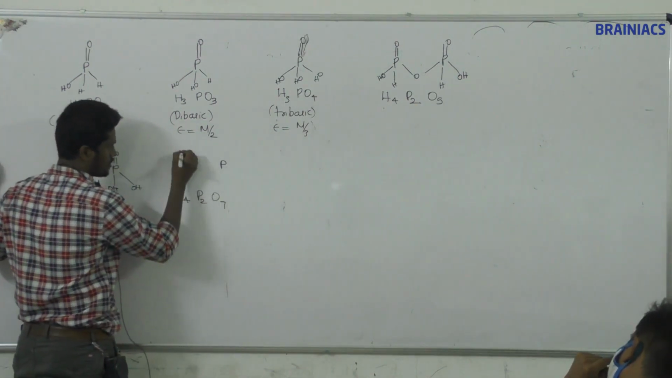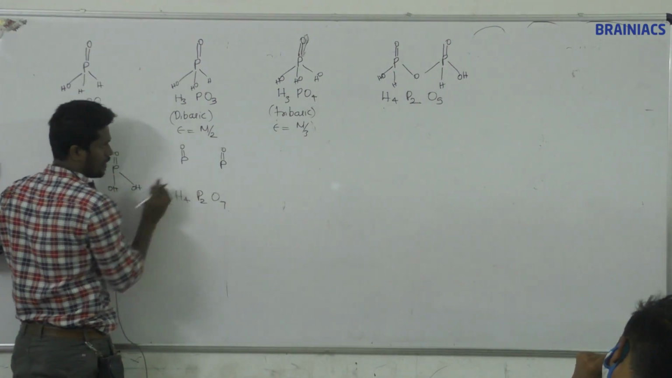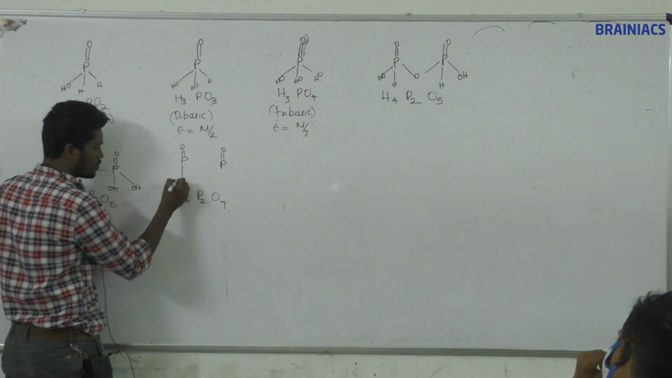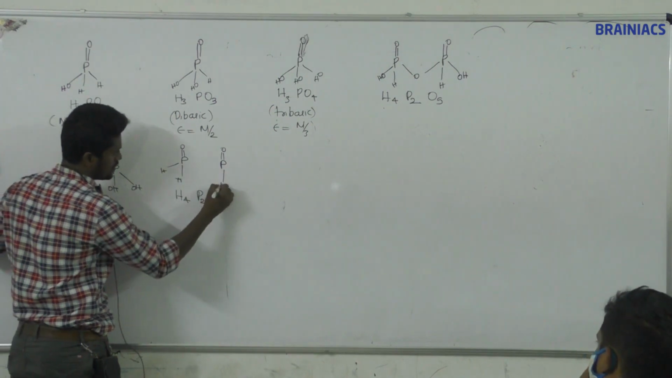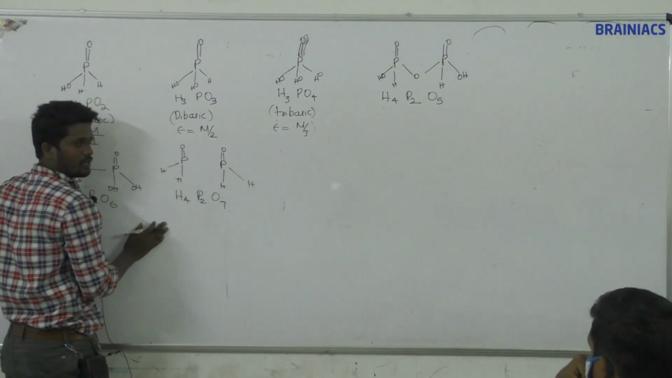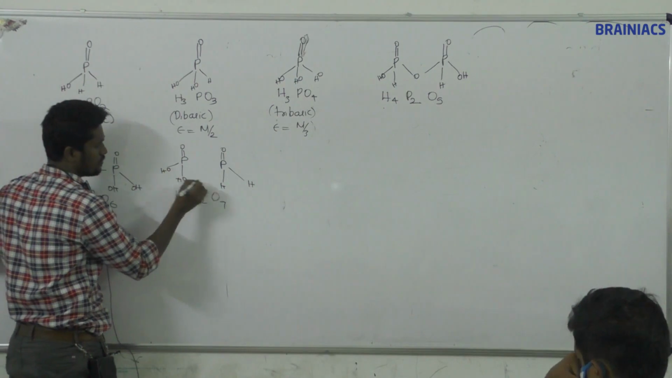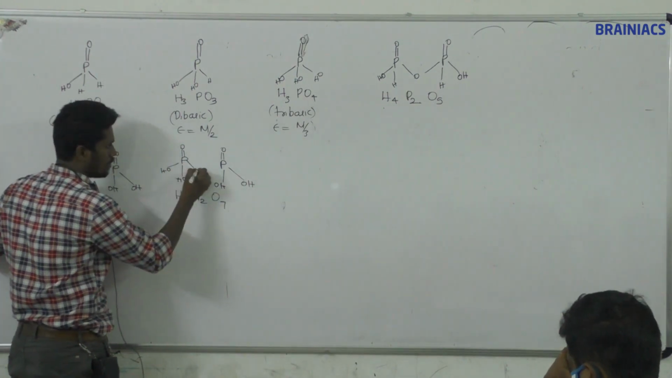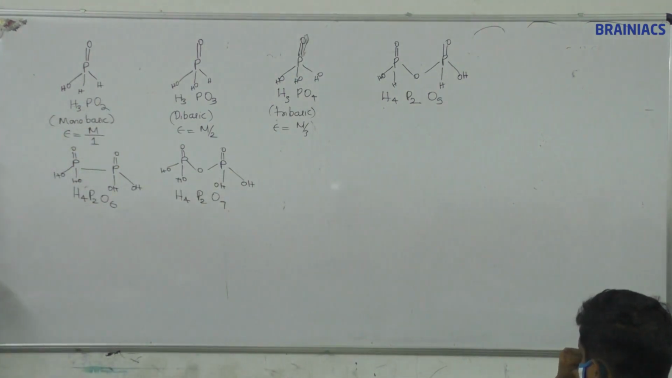Okay, H4P2O7. Two phosphorus, 1 bridging oxygen. How many hydrogen? 4, 2 for this phosphorus, 2 for this phosphorus. How many oxygen is remaining? 5. 2 for this phosphorus, 2 for this phosphorus, 1 for both. Okay, good.